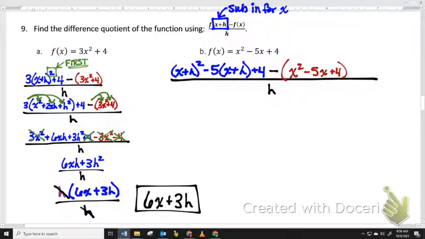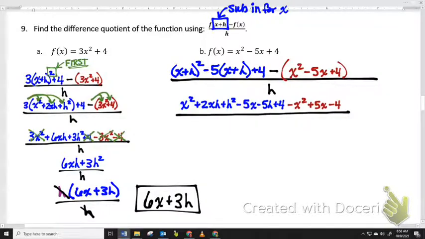We already know how x plus h squared is going to expand, right? What is x plus h whole thing squared? x squared plus 2xh plus h squared. And then I would have minus 5x minus 5h plus 4 minus x squared plus 5x minus 4, all over h. Tell me how to clean up this mess.